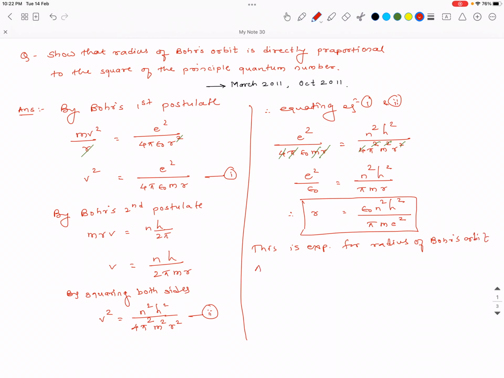Now, the same formula we can write as r is equal to epsilon 0 h square divided by pi m e square, with everything except n square in a bracket. All the terms here, epsilon 0, h, pi, m, e square, are constants. So I can write it as a constant multiplied by n square. So r is proportional to n square. And this is the question: show that the radius of Bohr's orbit is directly proportional to the square of the principal quantum number. In this formula, n is the principal quantum number.